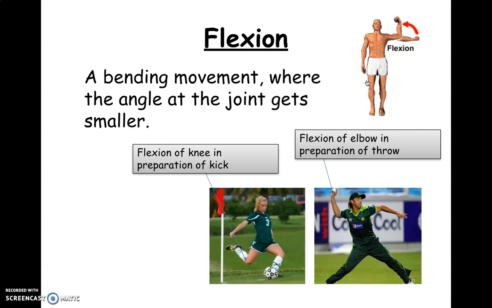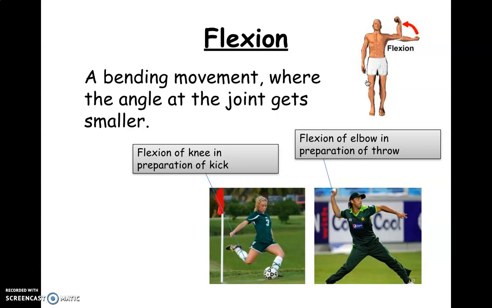So flexion, hopefully you remember this, is a bending movement where the angle at the joint gets smaller. So where the joint is, the angle there gets smaller. So when you're doing a bicep curl, that's a good example, and you're bringing your wrist towards your shoulder, and then your ulna and humerus are getting much closer together and reducing the angle, so the angle gets smaller. You can see the other examples: flexion of the knee in preparation of a kick, and in an elbow, like we just discussed, when you're throwing or doing a bicep curl.